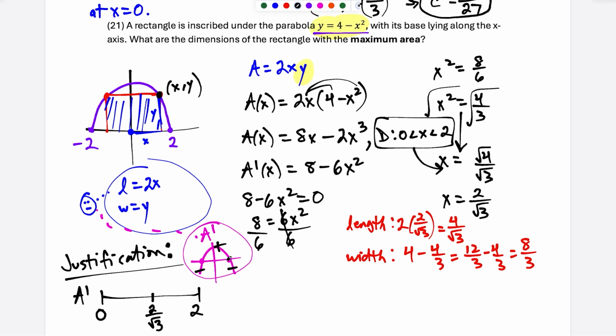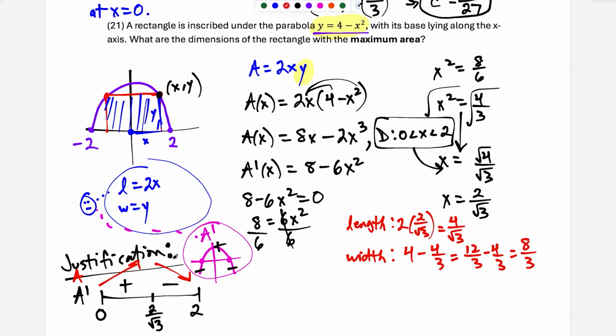So from 0 to this root, the sign chart is going to be positive. And then from 2 over square root 3 to 2, or even to infinity, the sign chart is going to work out negative. But notice this tells us that the function A of x is increasing and then decreasing like this. So this would count as a local maximum, but it's also going to count as the absolute maximum, because if you think about it, A of x on the space here from 0 to 2 over square root 3 is increasing, and then it's decreasing.